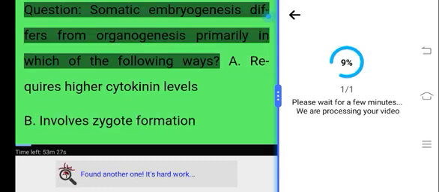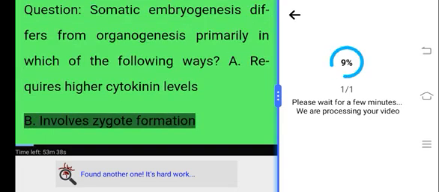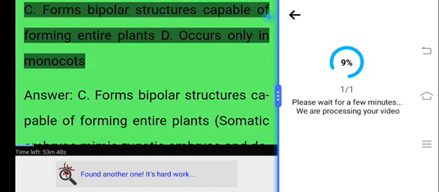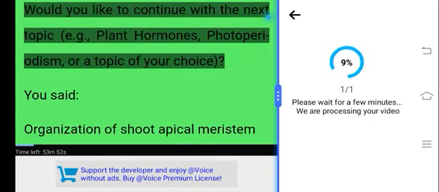CSIR NET June 2017. Question. Somatic embryogenesis differs from organogenesis primarily in which of the following ways? A. Requires higher cytokinin levels. B. Involves zygote formation. C. Forms bipolar structures capable of forming entire plants. D. Occurs only in monocots. Answer. C. Forms bipolar structures capable of forming entire plants. Somatic embryos mimic zygotic embryos and develop into full plants.